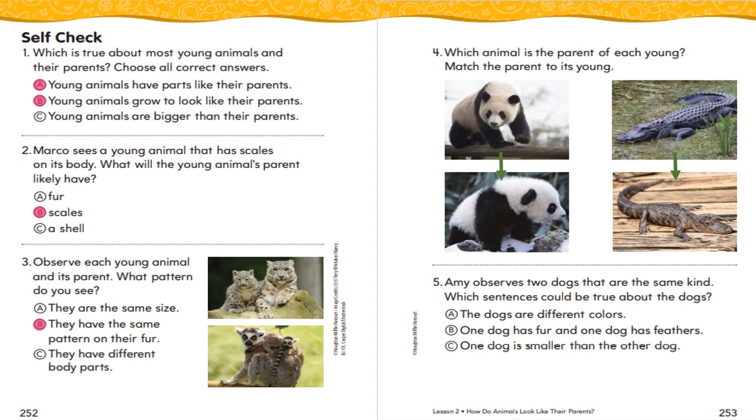On question number 5, Amy observes two dogs that are the same kind. Which sentences could be true about the dogs? Is it A, the dogs are different colors? Is it B, one dog has fur and one dog has feathers? Or is it C, one dog is smaller than the other dog?